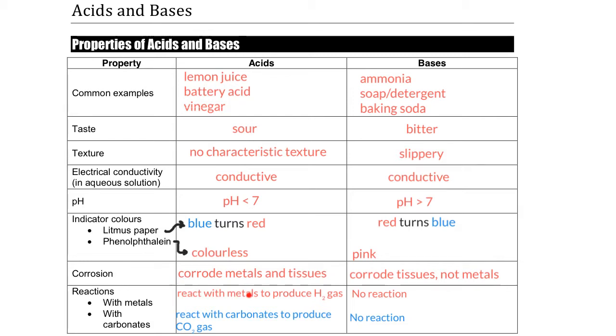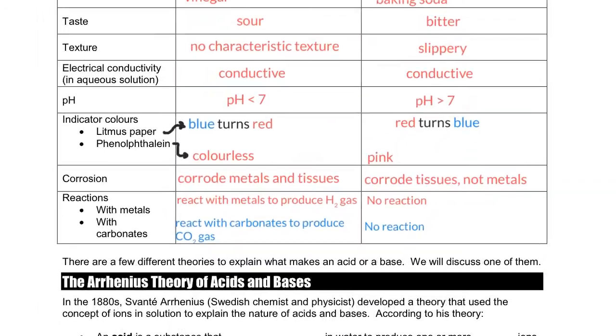Acids react with metals, as we know, but the reaction produces hydrogen gas. When acids react with carbonates, like calcium carbonate, sodium carbonate, things like that, carbon dioxide is produced. This is kind of like what happens when you react vinegar with baking soda. There's lots of bubbles. That is carbon dioxide. Bases don't react with metals, and they don't react with carbonates. So there you have a big overview of different properties of acids and bases and how they're different.